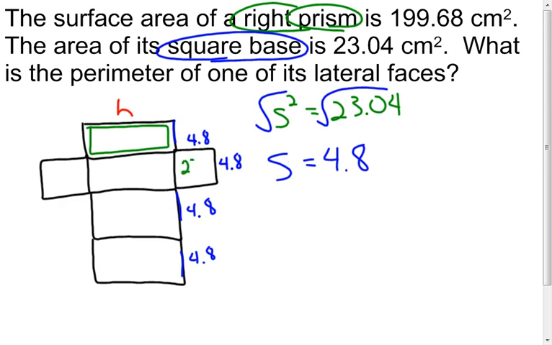Well, I know that this one has an area of 23.04, and this one has an area of 23.04. But it's all of the rectangles that I don't know. What I do know is that if I take base and multiply it by height, I'll get the area. My base is h, my height for each rectangle is 4.8, so that gives me an area of 4.8h for every single one of these rectangles.